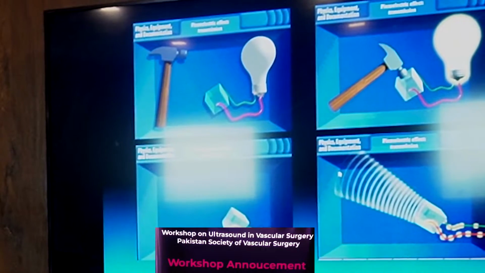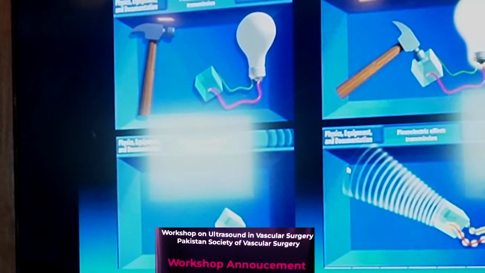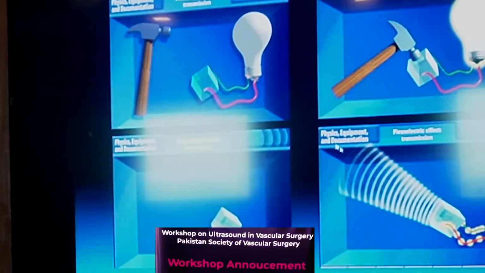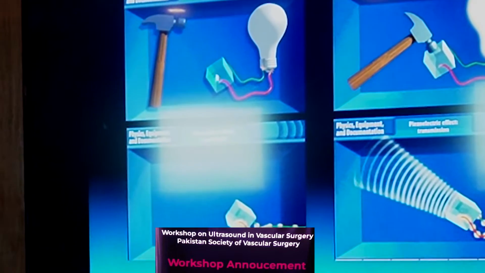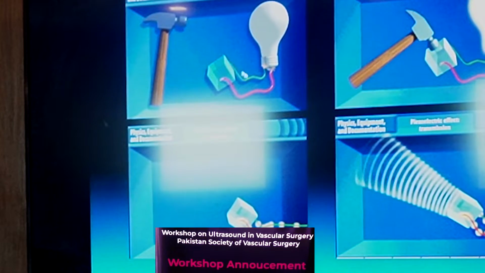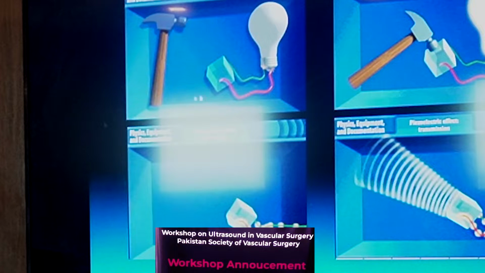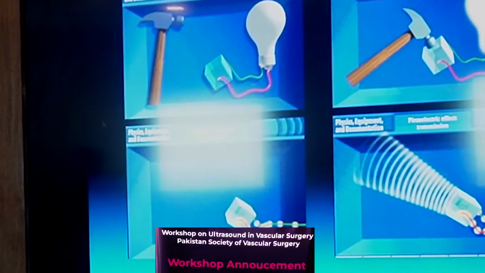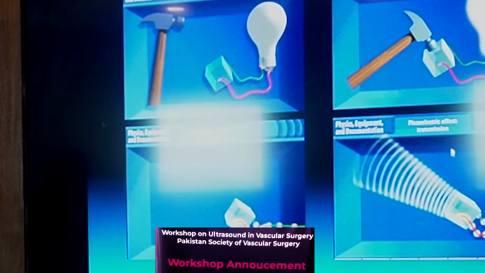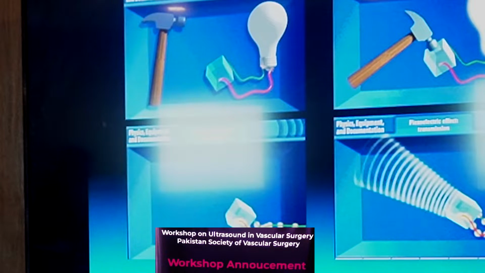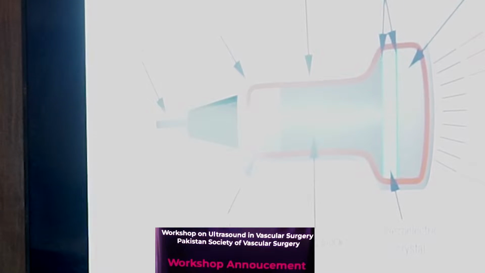The piezoelectric effect is the basis of ultrasound, where specialized crystals are used. If we agitate that crystal with physical movement, these crystals will produce electricity. In the same manner, if they are agitated with electricity, they will produce ultrasound, and this is called the piezoelectric effect. These crystals are arranged in an ultrasound transducer.